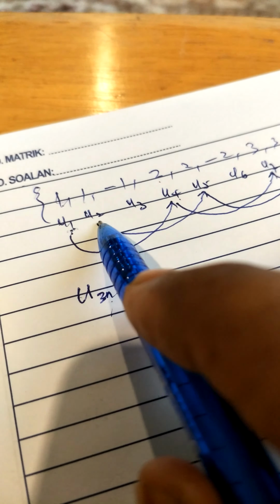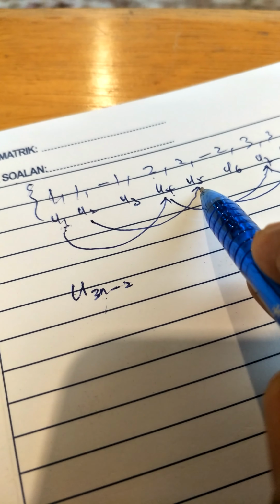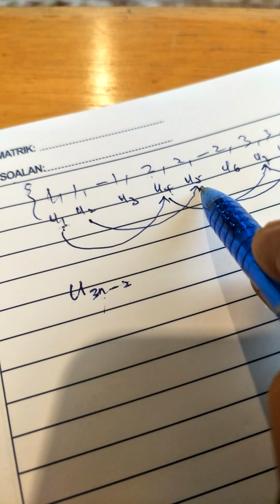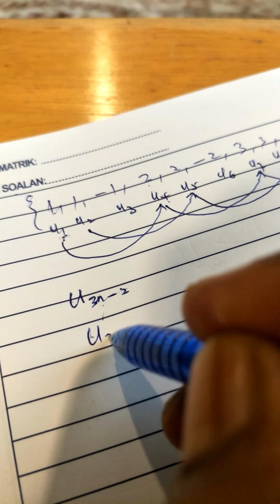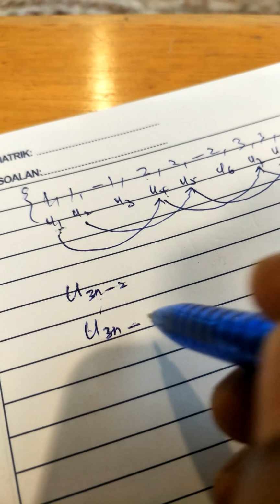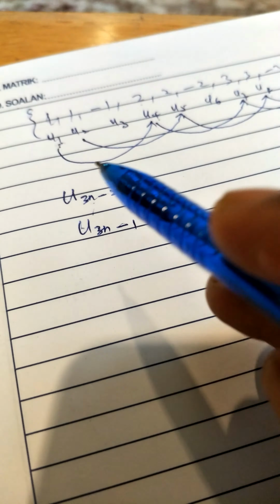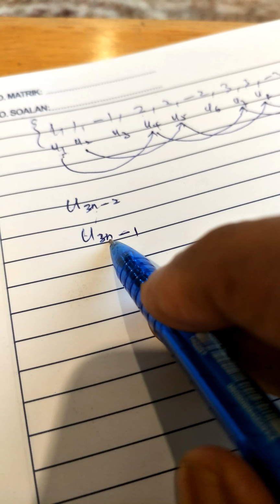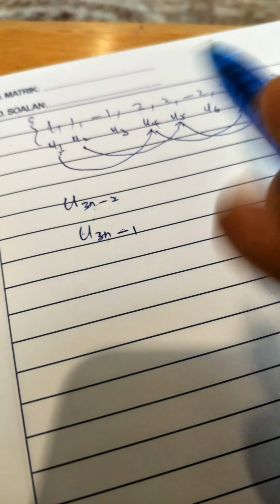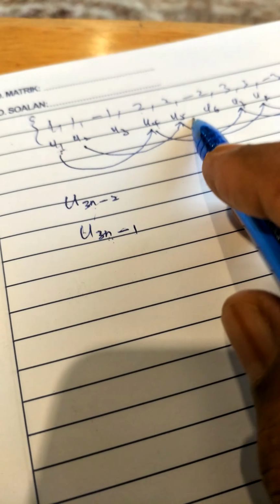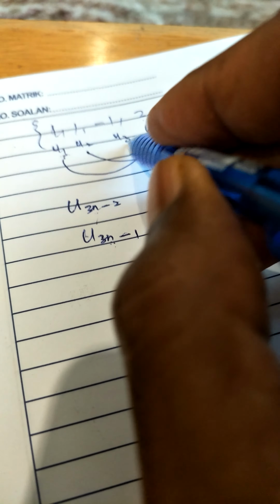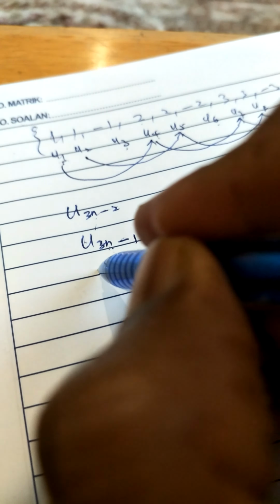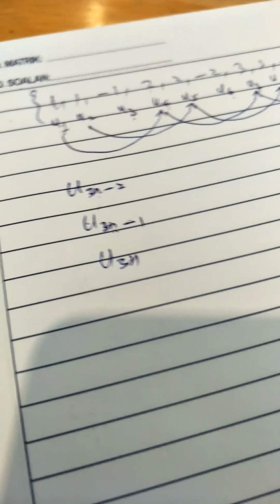Alright, next is 2, 5, 8, and so on. So that's u3n minus 1, right? When n equal to 1, you got u2. n equal to 2, you got u5, and so on. Yeah, that's correct. And then next is u3. So u3, u6, u9. So u3n.